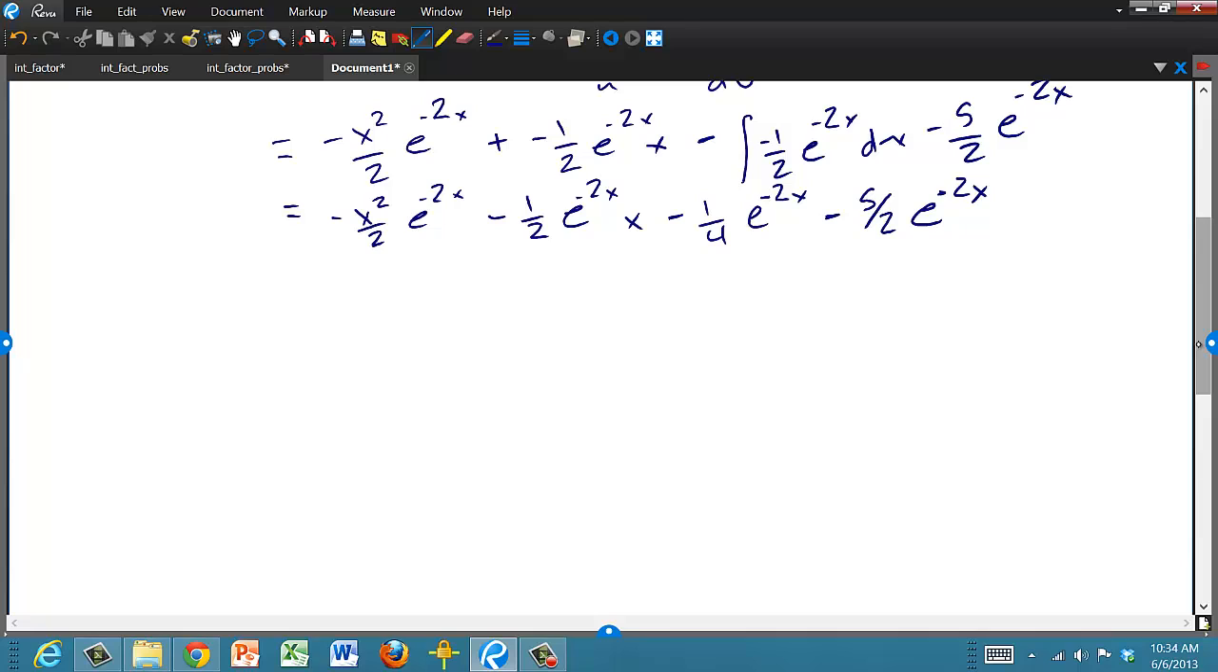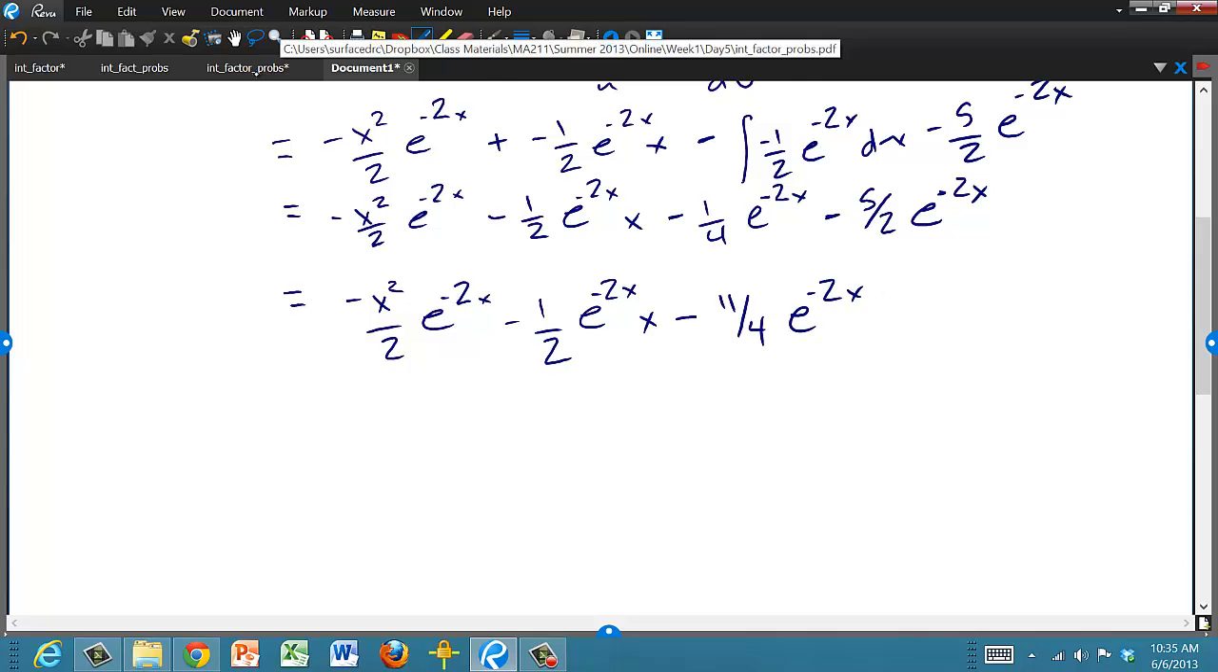So what do we end up with in the end? We'll end up with negative x squared over 2 e to the minus 2x minus 1/2 e to the minus 2x times x. And let me see, that'll be minus 11 over 4 e to the minus 2x. Alright, so we've got that result. Let's go back to the problem we were working on.